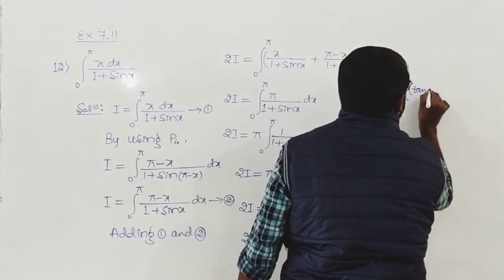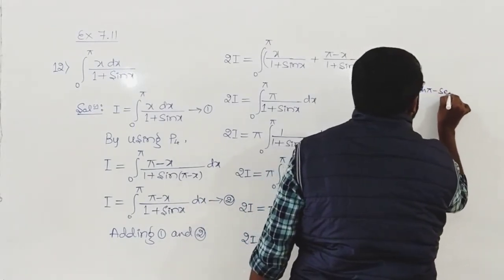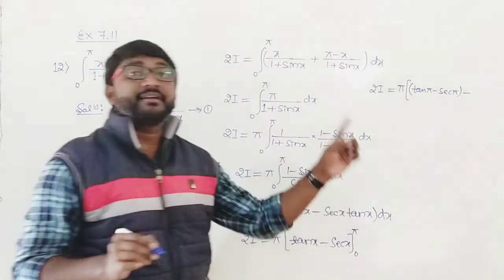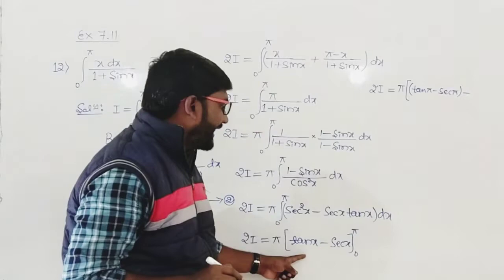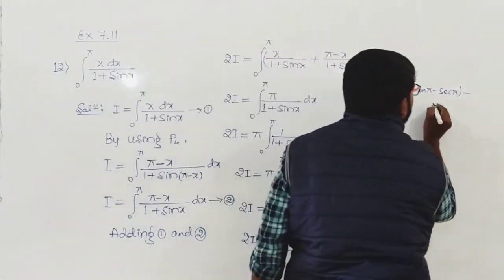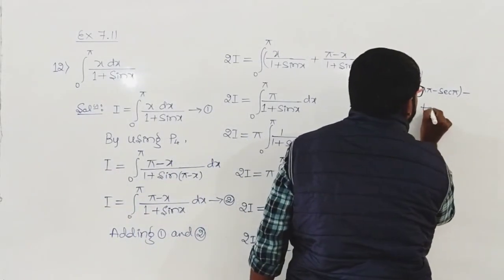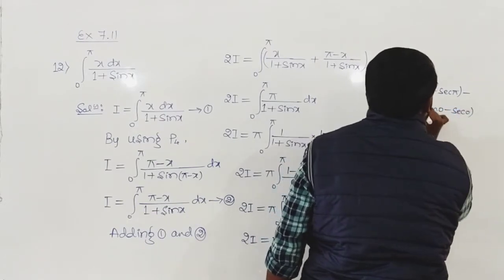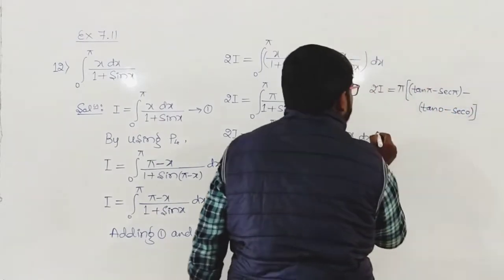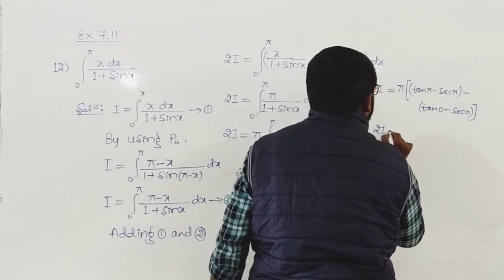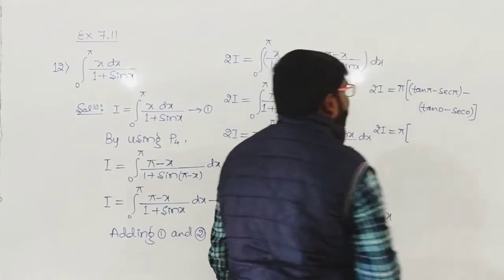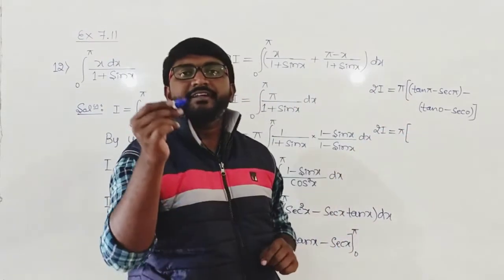Then minus the lower limit: tan 0 minus secant 0. So close the main bracket. So 2I is equal to pi as it is, then here tan pi is always 0.